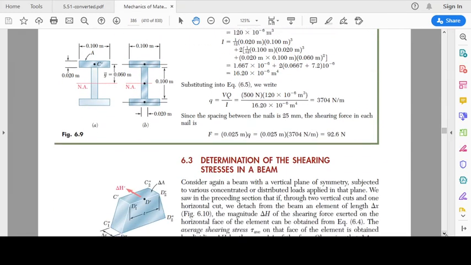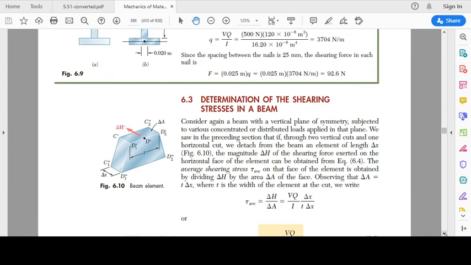That is not the final formula that we are going to use. Now, the average shear stress acting over the area: we don't find the shear stress at any particular point on this surface, we find the average shear stress on it. So average shear stress is going to be equal to delta H divided by delta A, the average shear force that is going to be acting on this plane, on this area.